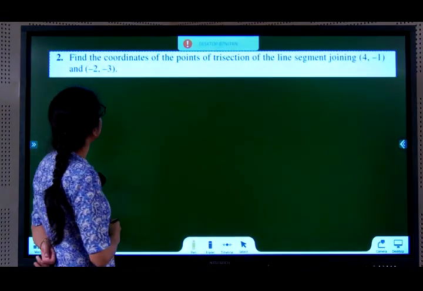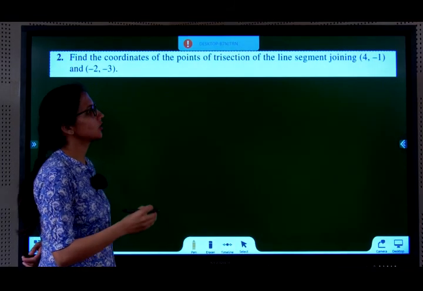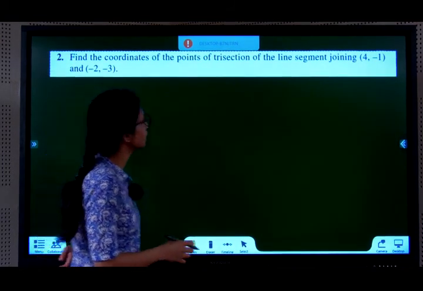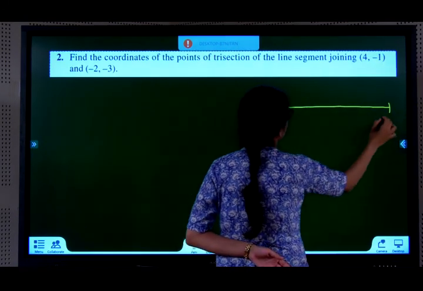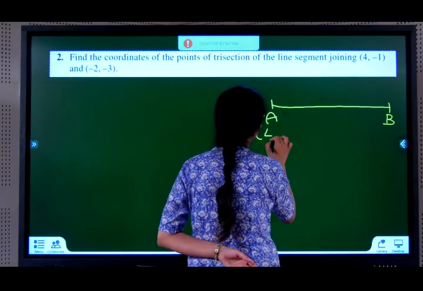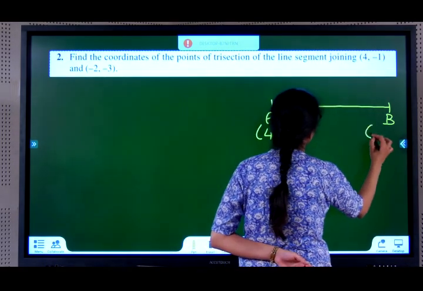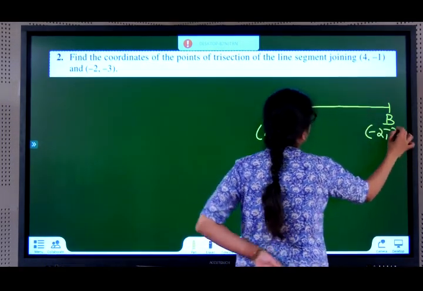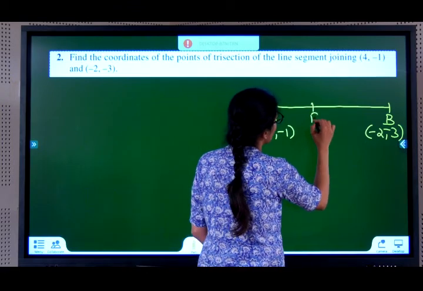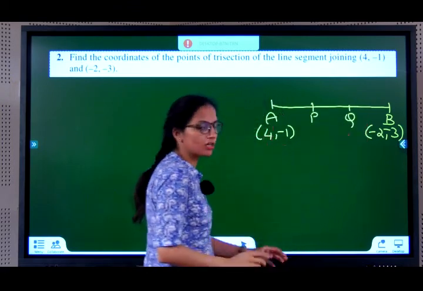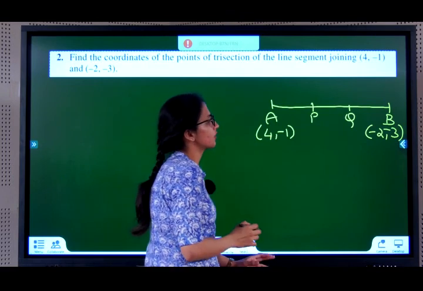Question 2. Find the coordinates of the points of trisection of the line segment 4, -1 and -2, 3. We have already done a question on trisection. So, we got 4, -1 and -2, 3. I am not going to split the diagram again like how we did in that example problem. Here we will go a little step higher. We won't write 3 diagrams. In one diagram only we will try to find the answer.